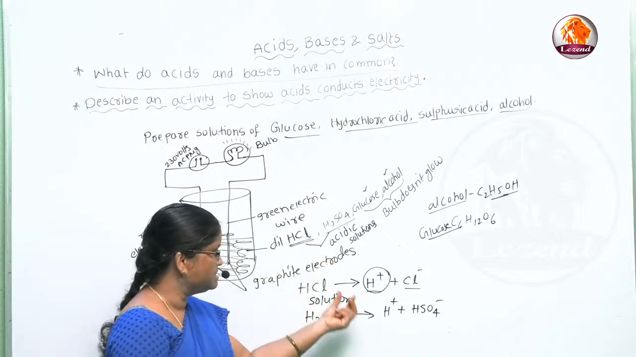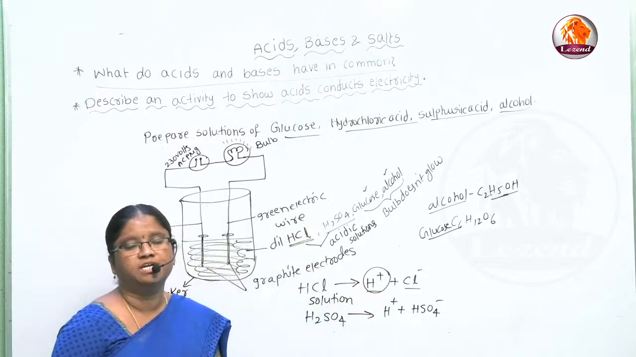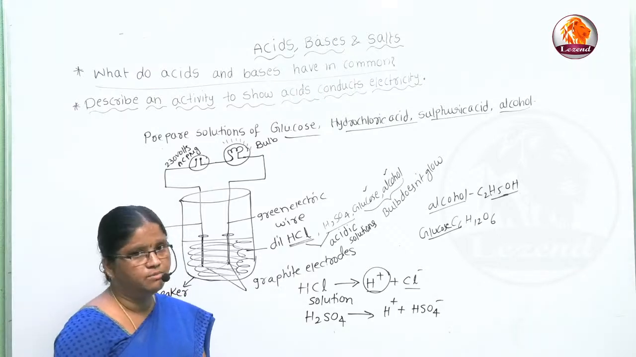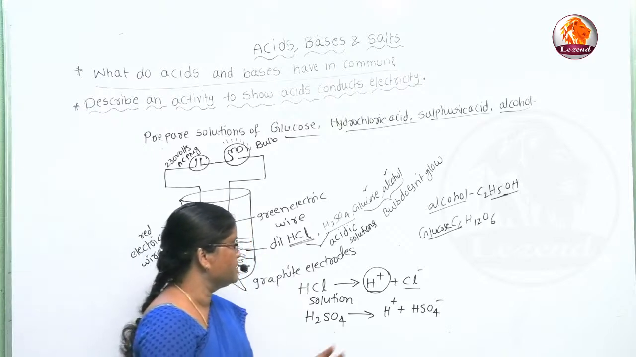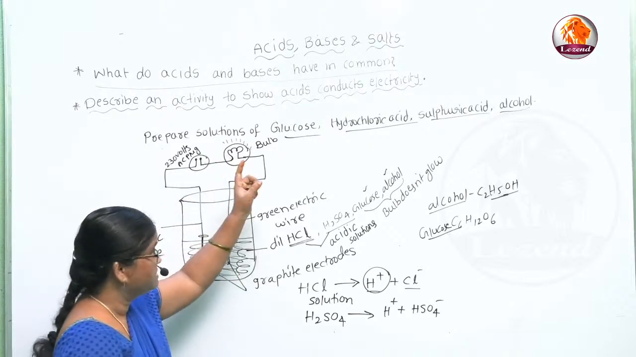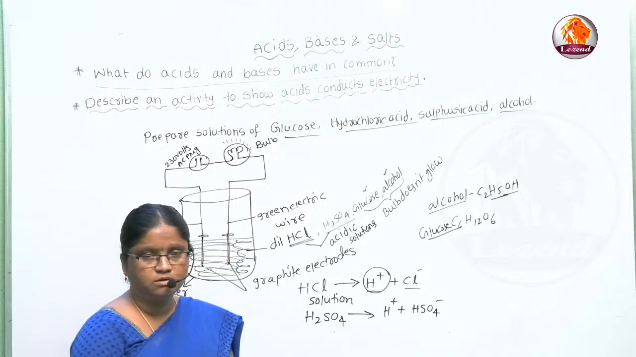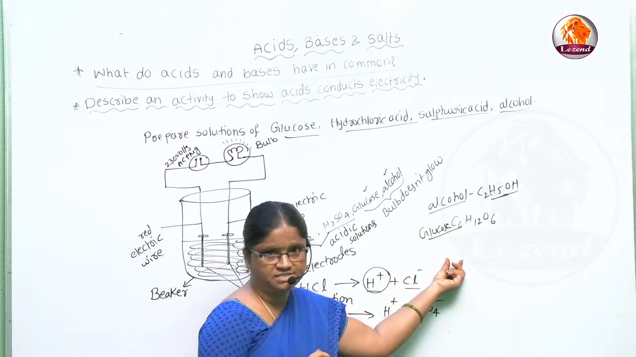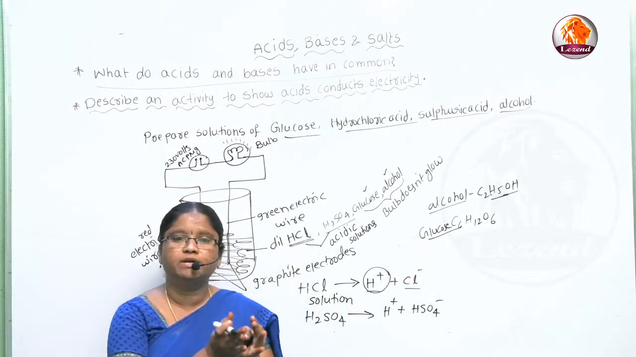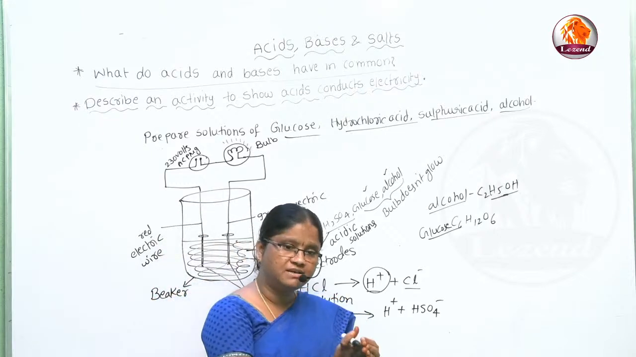So in acidic solutions, the movement of hydrogen ions is responsible for the flow of electric current through the solution, and is the reason for the glow of the bulb in this circuit. So what we can confirm here is: are all compounds containing hydrogen acids or not? No, if they contain hydrogen, they are not necessarily acids. If they contain hydrogen and movement of hydrogen ions takes place within the solution, then they behave as acids.